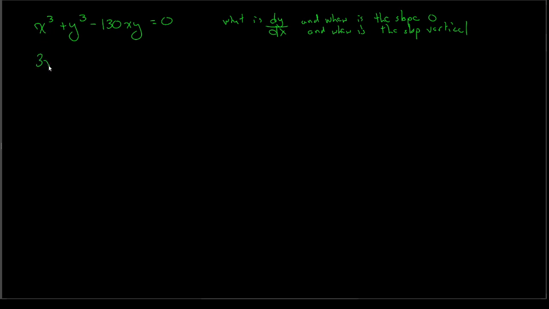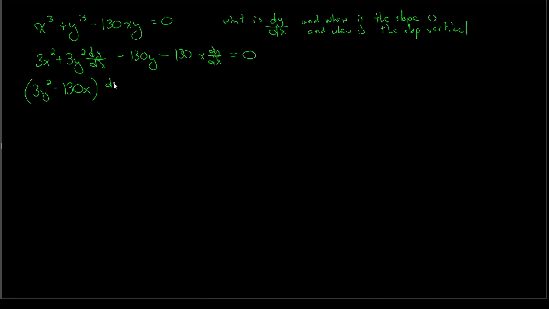So we're going to do 3x squared plus 3y squared dy/dx. We're going to have a product rule here, so minus 130y minus 130x, right? Derivative of the first times the second plus the derivative of the second times the first. So we get a dy/dx here equal to 0. And we're going to collect our dy/dx's together. So I have 3y squared minus 130x dy/dx's.